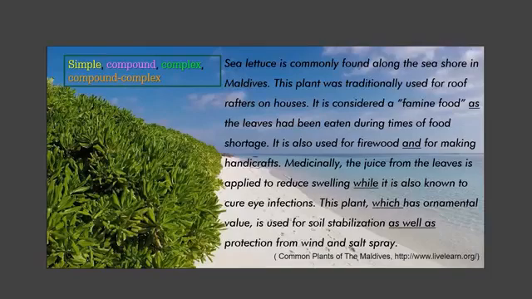Sea lettuce is commonly found along the seashore in the Maldives. This plant was traditionally used for roof rafters on houses. It is considered a famine food as the leaves had been eaten during times of food shortage. It is also used for firewood and for making handicrafts. Medicinally, the juice from the leaves is applied to reduce swelling, while it is also known to cure eye infections. This plant, which has ornamental value, is also used for soil stabilization as well as protection from wind and salt spray.